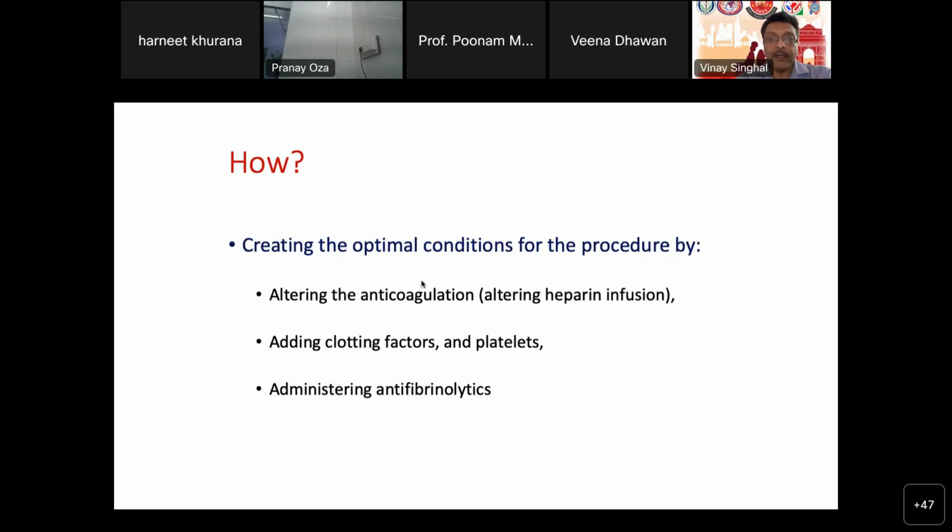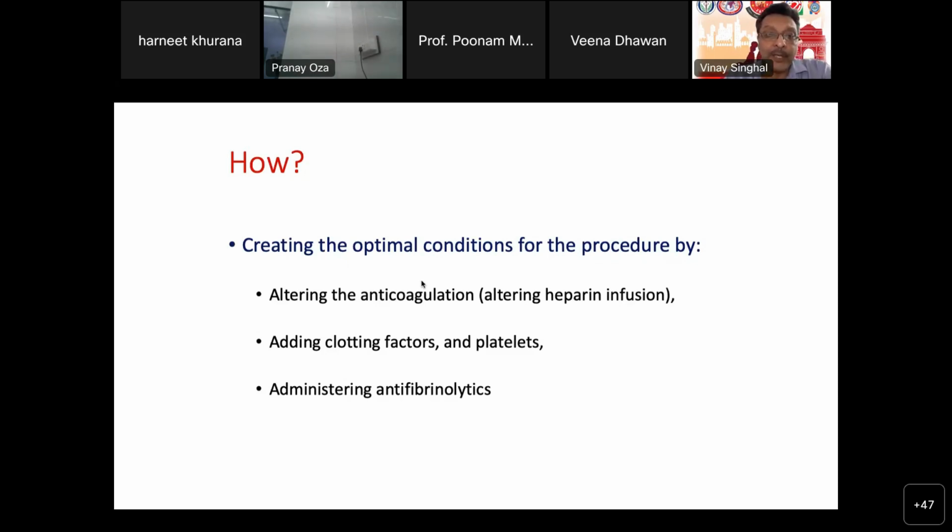Then, how should it be done? Once we answer all those questions, then we come to the how. That means we have to create the optimal condition for the procedure by altering the anticoagulation. If we need to alter the anticoagulation levels, we have to do so. If it's a non-invasive procedure, we need not change the anticoagulation level. The most commonly used anticoagulant is still heparin. So we need to either hold the heparin for some time or change the rate of infusion, or we may need to add clotting factors and platelets.